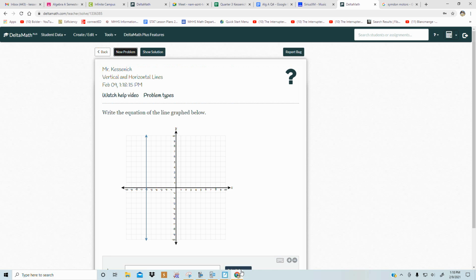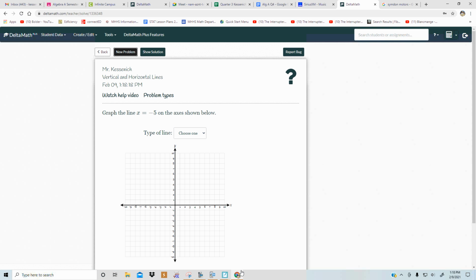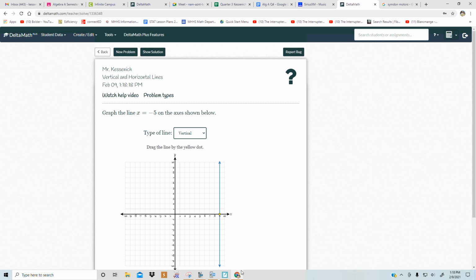Okay, you need to see it again. Let's find one. X equals -5. It only has the x, so it only crosses the x, so it's vertical. And you drag the yellow dot to that number of the x, -5, and you let go. Okay?